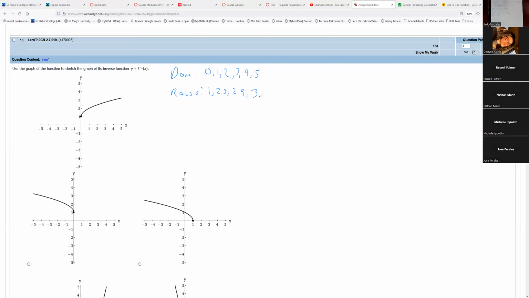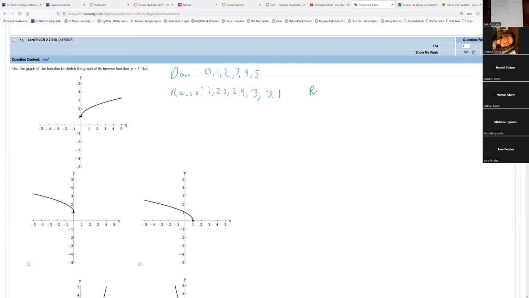And the exact numbers don't matter. I'm just trying to help you visualize here. 5 is like 3.1. Okay, so knowing that, I'm going to swap these. So that means that the domain for the inverse has to be these, and the y values have to be this.